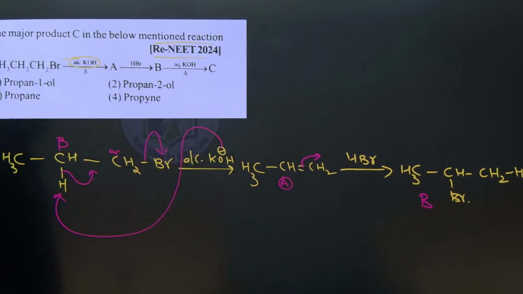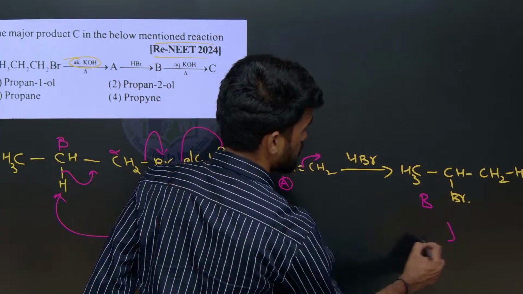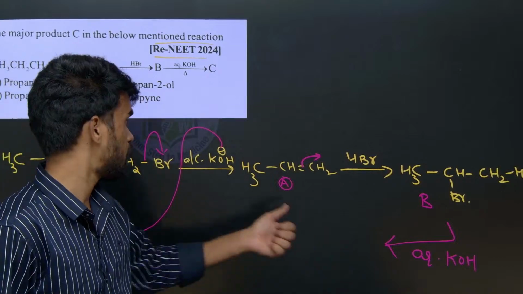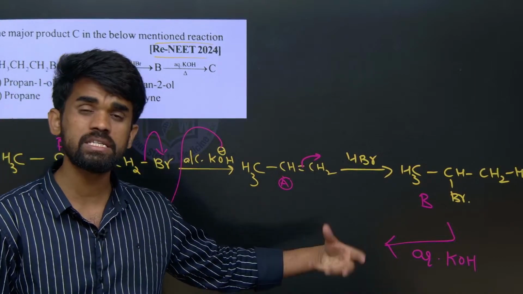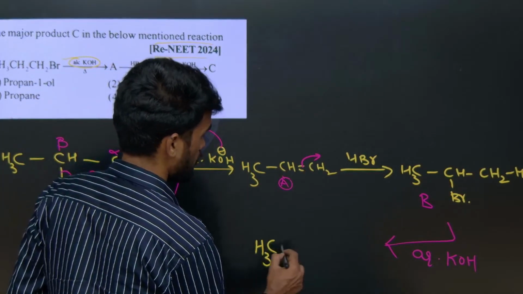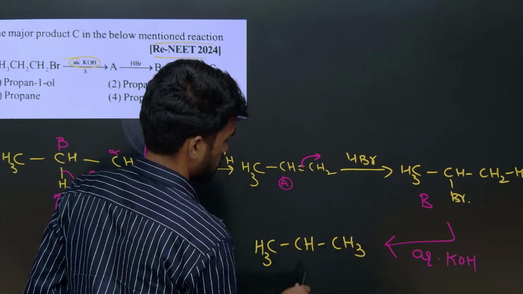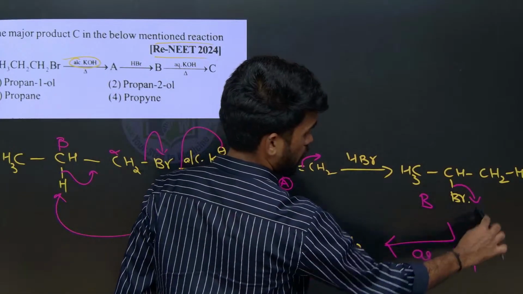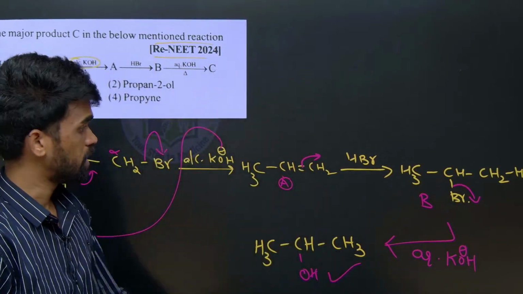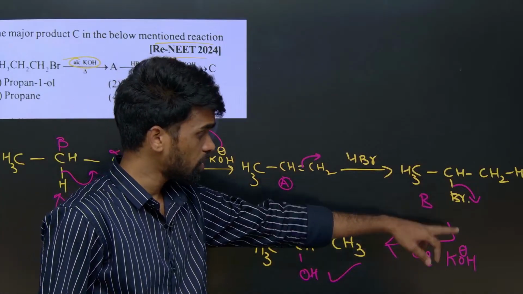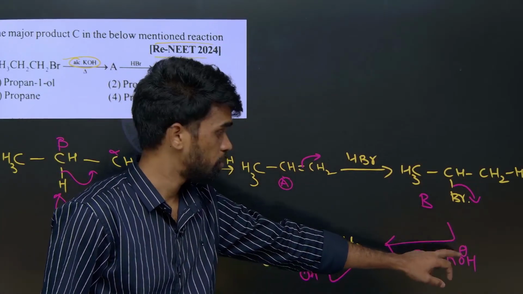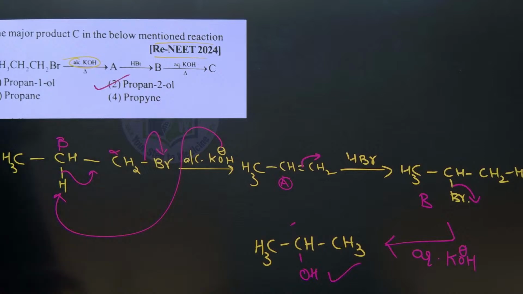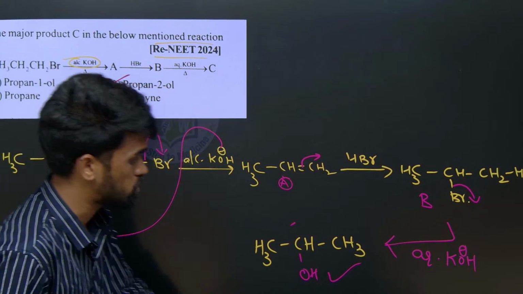After this, again use aqueous KOH, this time aqueous. What I told you: alcoholic KOH is elimination, aqueous KOH is substitution. Therefore, remove Br minus and add OH minus, which means substitution. Br minus goes out, OH minus comes in, and this is the final product. So which option is correct? Propan-2-ol is the answer. I hope it is clear. This is a previous year question, very simple.